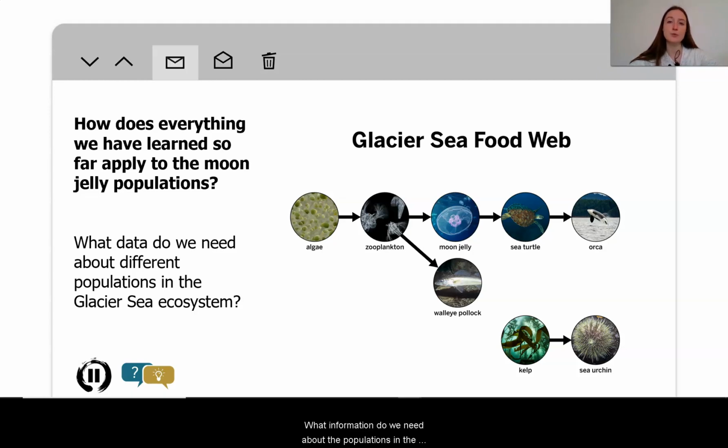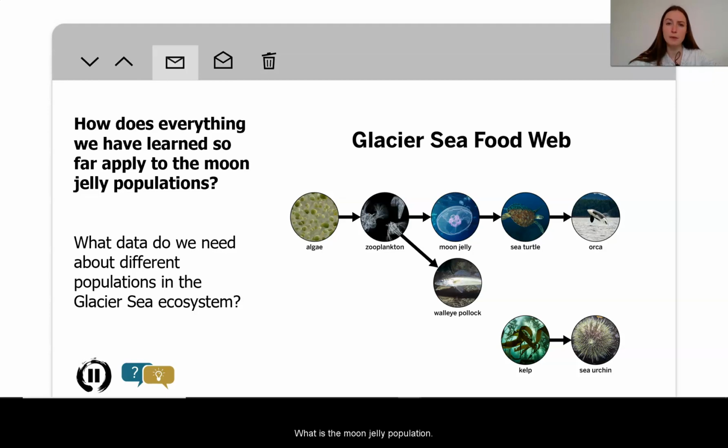What information do we need about the populations in the ecosystem where the moon jellies live to help us understand what could be going on? Here is the Glacier Sea food web. I want you to pause the video for a moment and again, find somebody to check in with. What is this food web telling you about the moon jelly and the things that it is interacting with?